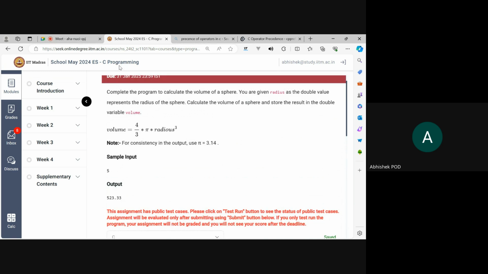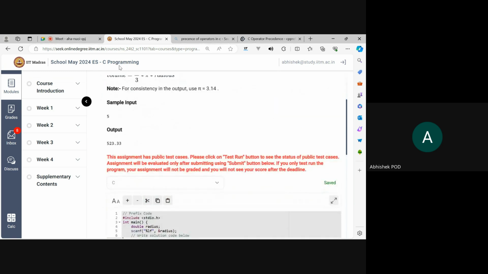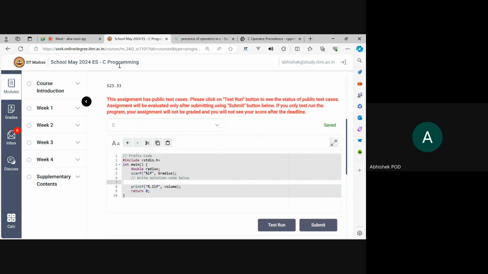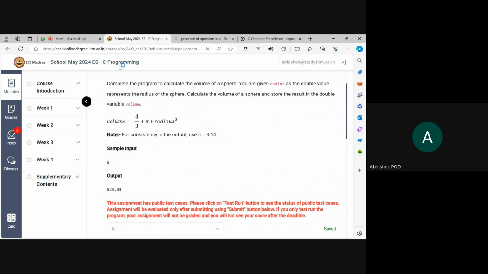Uh, so the girl who was asking that question, was it based on how to attempt it or the conceptual? No, sir, conceptual thing. Okay, so complete the program to calculate the volume. You are given radius as the double value, which represents the radius of the sphere. Calculate the volume of a sphere and store the result in the double volume. So as you can see, you are already given as an input a value of radius, which is a double type of value.